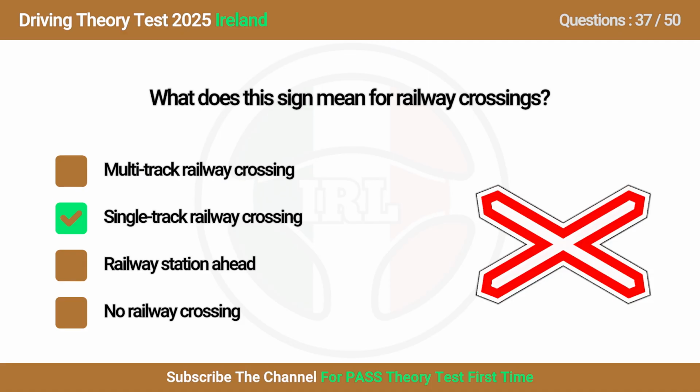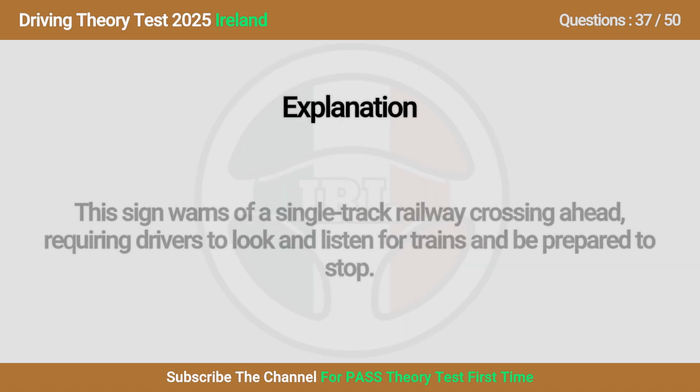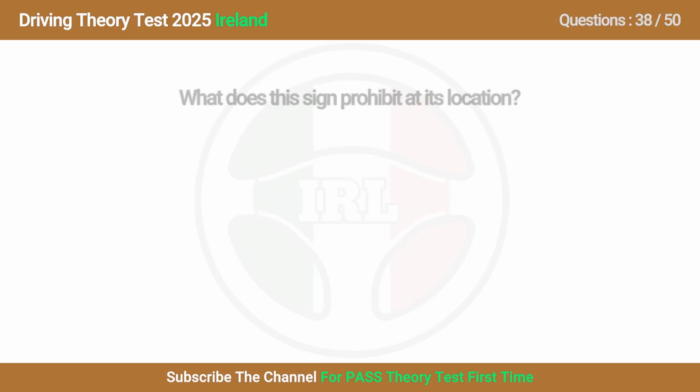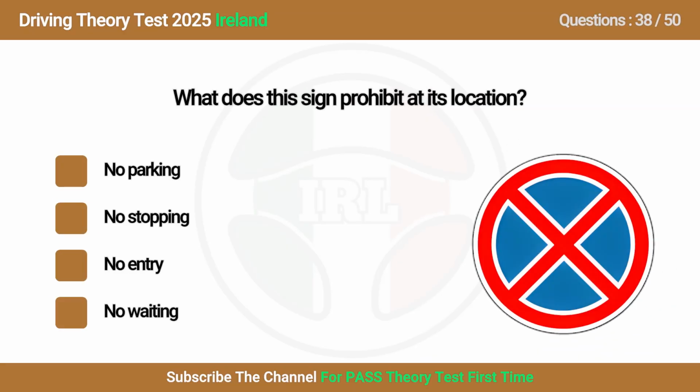Answer is B. Railway crossing. This sign warns of a railway crossing ahead, requiring drivers to look and listen for trains and be prepared to stop. Question 38. What does this sign prohibit at its location?